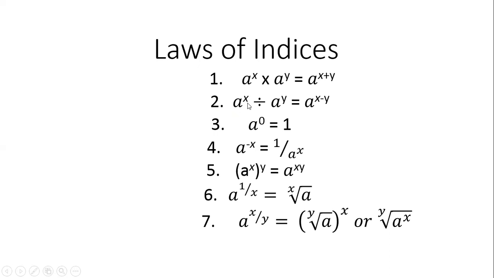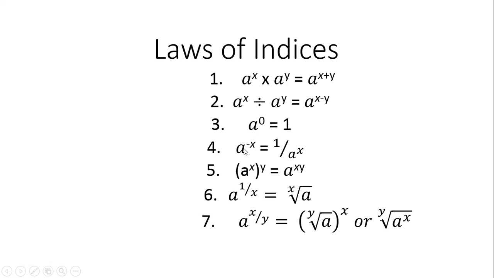Law 2: a raised power x divided by a raised power y equals a raised power x minus power y. Subtractive law. And law 3: a raised power 0 equals 1. Anything raised power 0 is equal to 1. That's gotten when the indices of the numbers you are dividing are equal. Take, for example, a raised power x divided by a raised power x: when you subtract the powers, it gives a raised power 0, and eventually our answer will be 1.